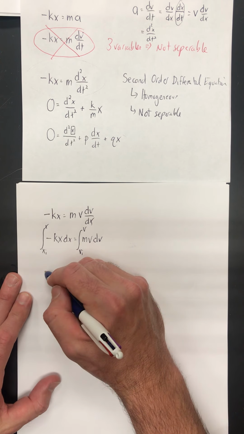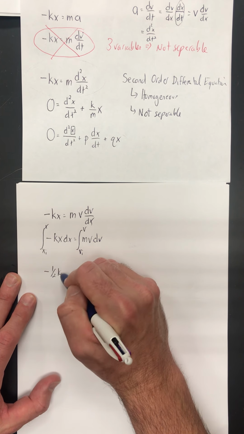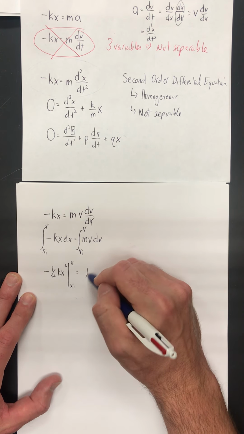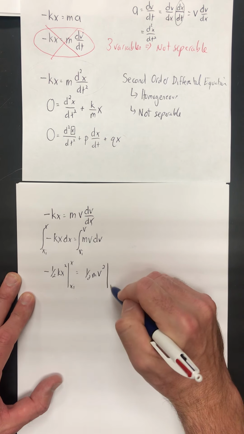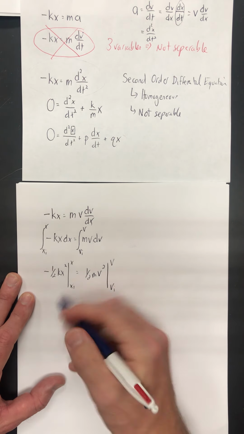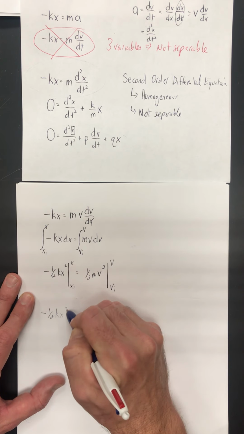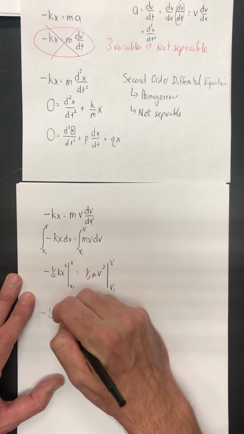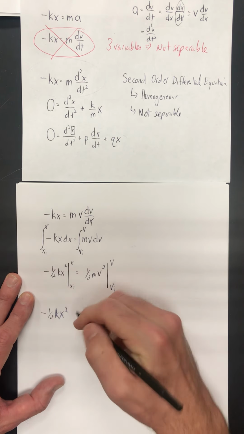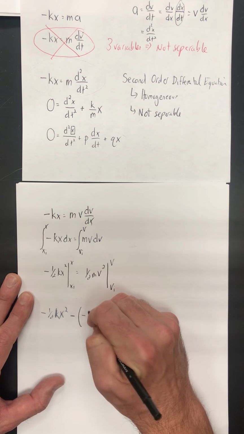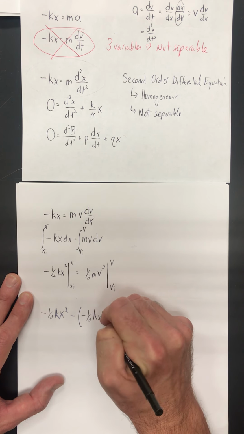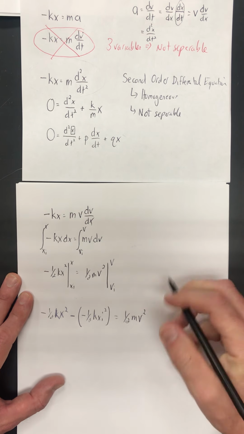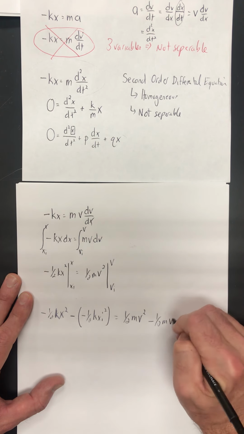This is a nice simple antiderivative, so negative 1/2 kx squared evaluated between xi and x, and this becomes 1/2 mv squared between vi and v, all right? And so we can then say negative 1/2 kx squared minus negative 1/2 kxi squared, okay, is equal to 1/2 mv squared minus 1/2 mvi squared.